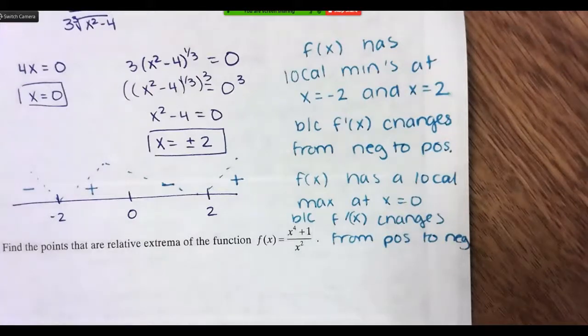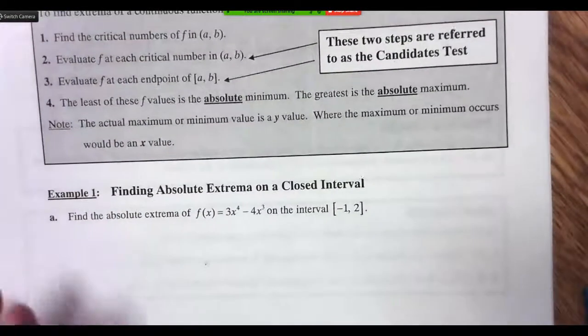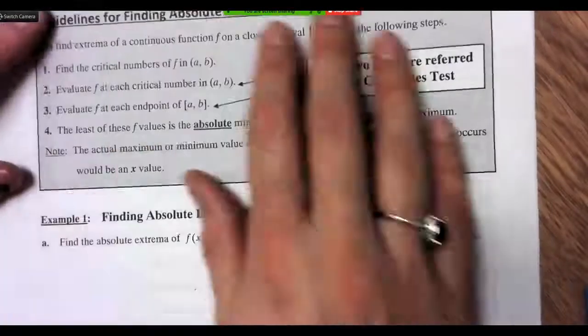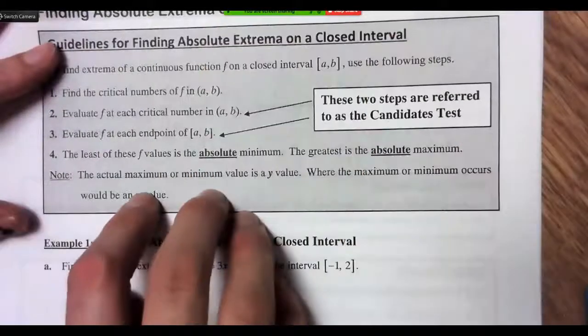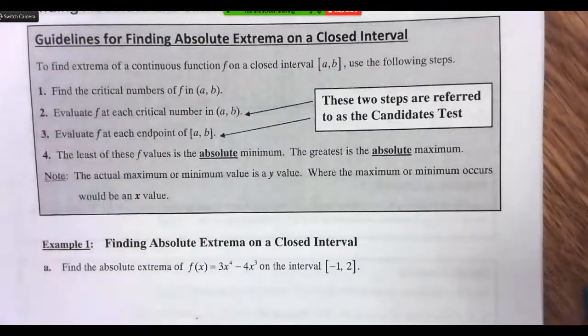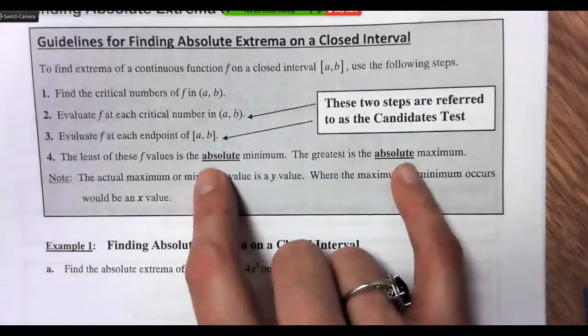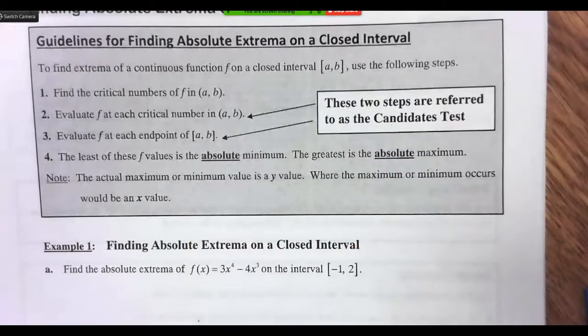So that was like 4.3 day 1. The candidates test is like the extreme value theorem added to the first derivative test. Because now I can find these absolutes because I have endpoints. So a closed interval changes how I look at my problems, because now I have endpoints.